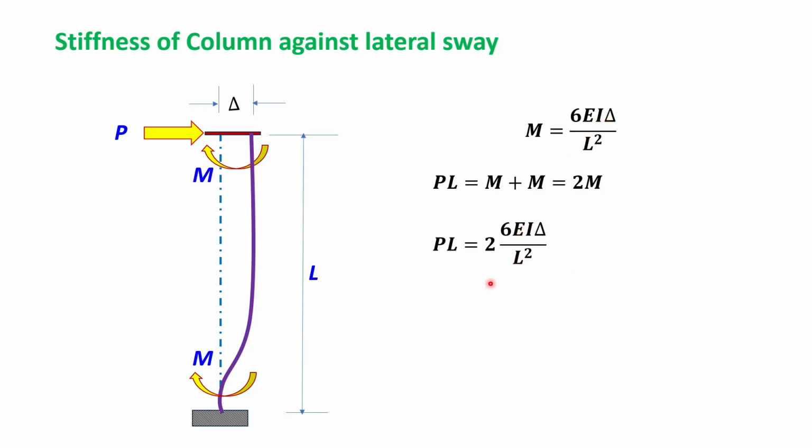Now we rearrange. P by delta, which is the force per unit deformation, which is the stiffness, is 12EI by L cube. So for column sway, the stiffness is equal to 12EI by L cube. Very important formulation for vibration analysis of the buildings.